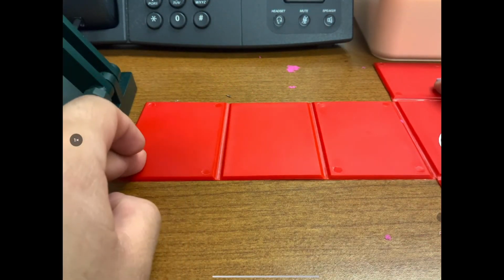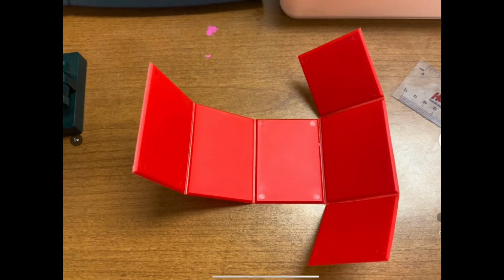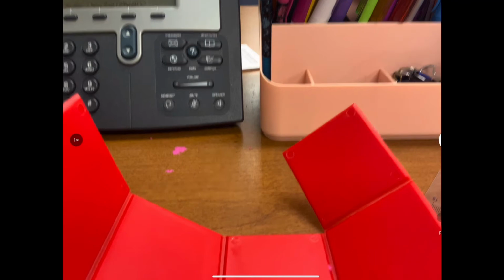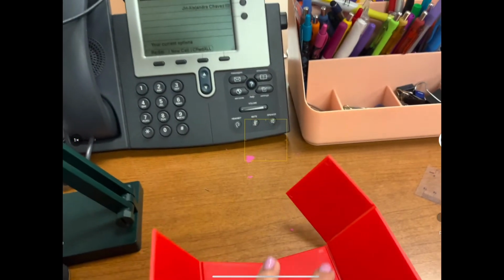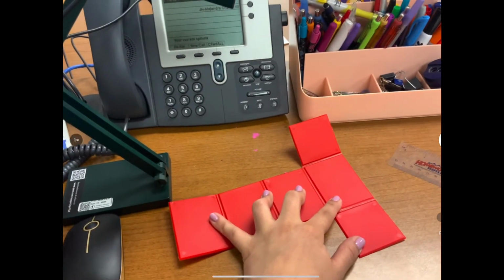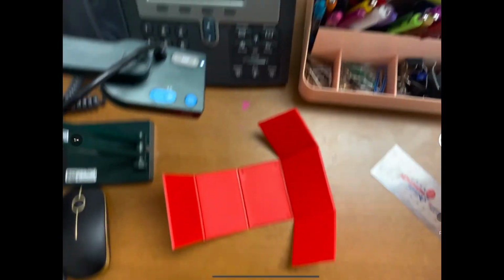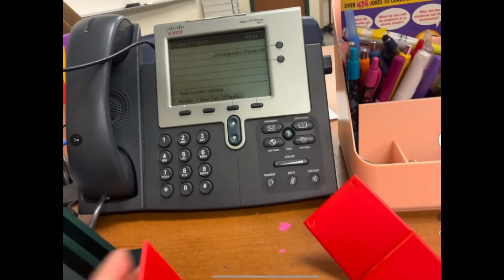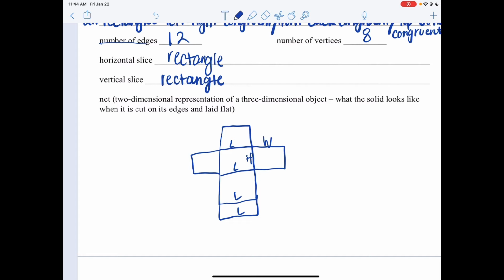Now it doesn't look like the one that I drew on my paper. That is fine. There are different ways to draw nets. So do you see how it went from a three-dimensional shape to now a two-dimensional shape? I'll show you at the very top. All right, so that is a right rectangular prism.